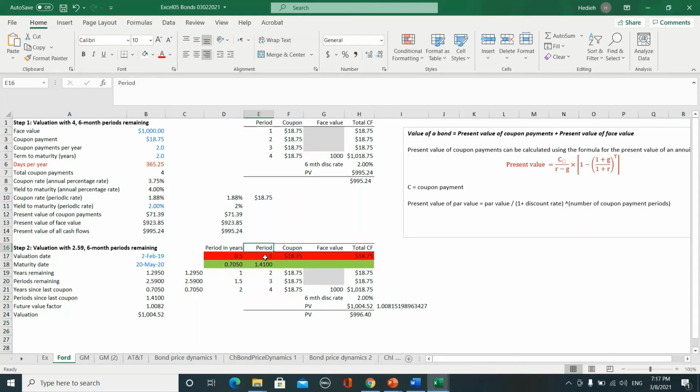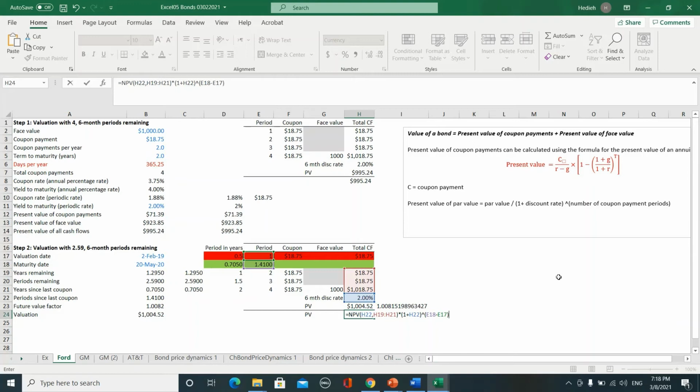0.705 years by 2. It gives you the number of 6-month periods, okay? And you know that currently your present value is in period 1, okay? So you want to find the future value in period 1.41. How do we do that? You have this present value of 996 in period 1. So multiply it by 1 plus your semi-annual discount rate to the power of how many periods you want to take it forward: 1.41 minus the period that you are currently in. Okay? And then you should click enter.